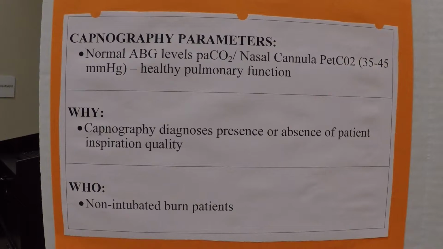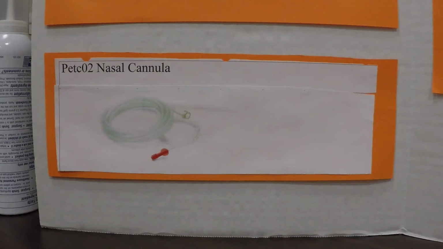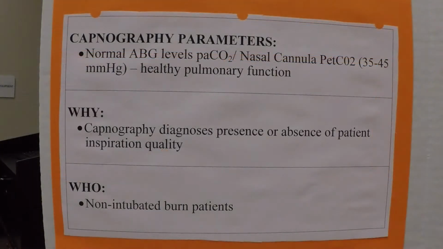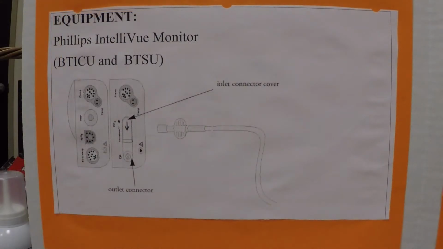Capnography parameters are, with your ABG levels, a PaCO2 of 35 to 45, or via the nasal cannula, ETCO2 is one way to read it as well. It's 35 to 45 millimeters of mercury for healthy pulmonary function. Why is this so important? Capnography diagnoses the presence or absence of patient inspiration quality. Who are we using this on? All non-intubated burn patients. Our equipment is our Philips IntelliView monitor with end-tidal CO2 monitoring capabilities.